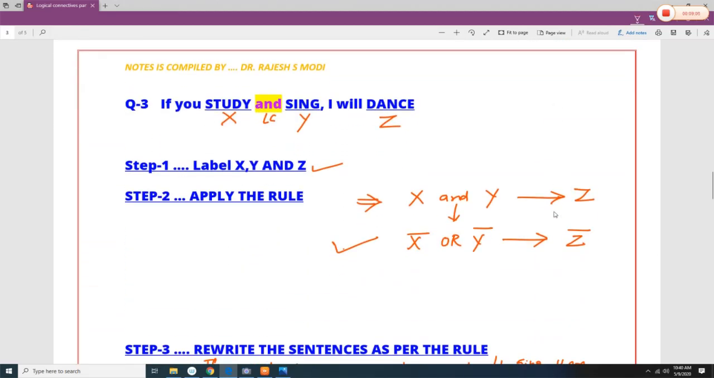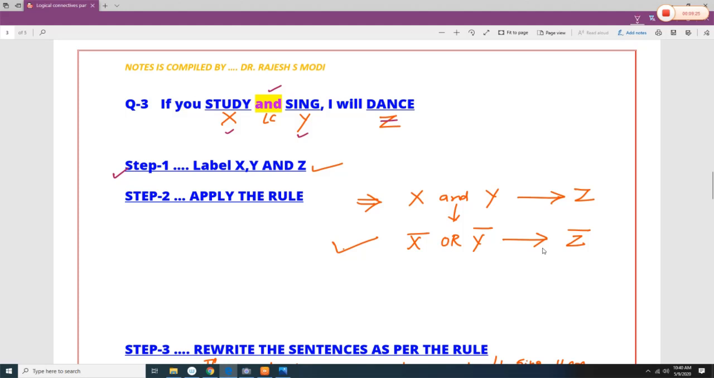Next question: if you study and sing, I will dance. So first you have to label. Study means X, the logical connective is AND, sing means Y, and I will dance means Z. So we have successfully labeled the sentences.